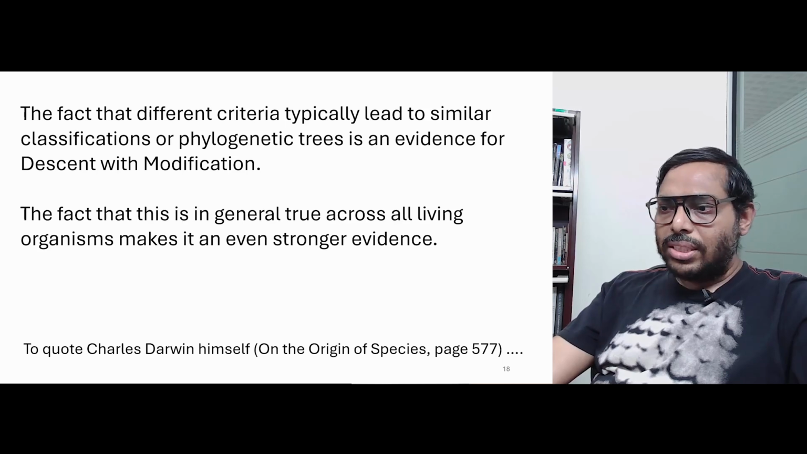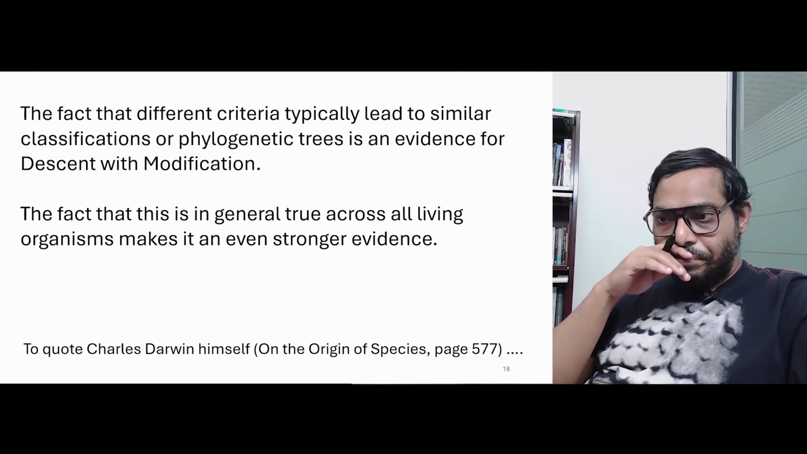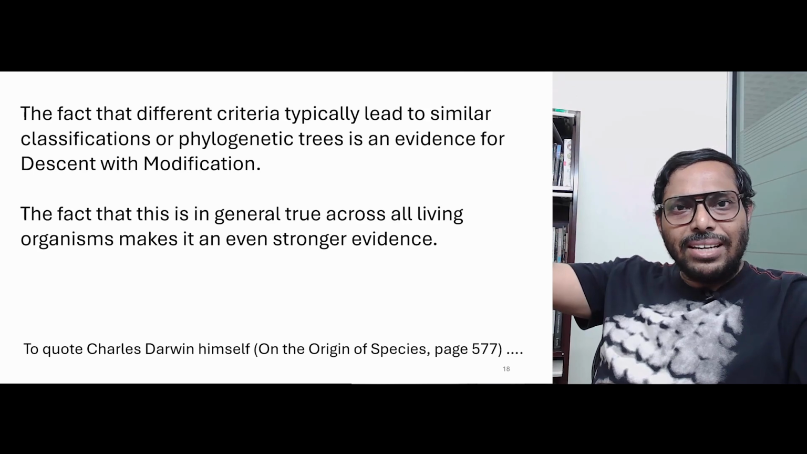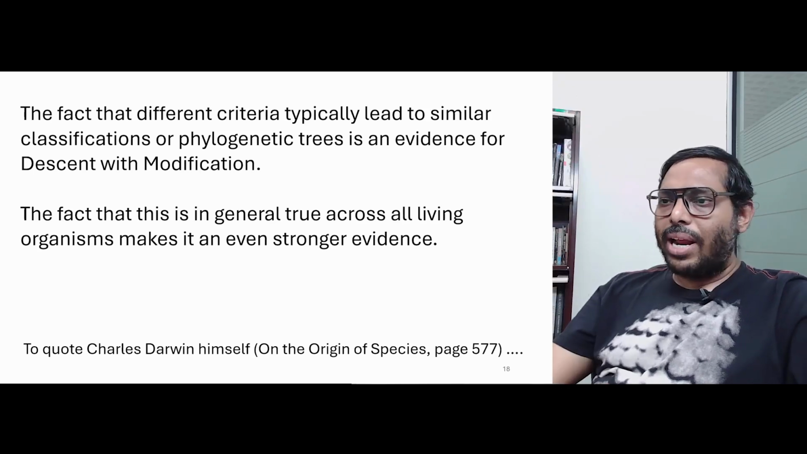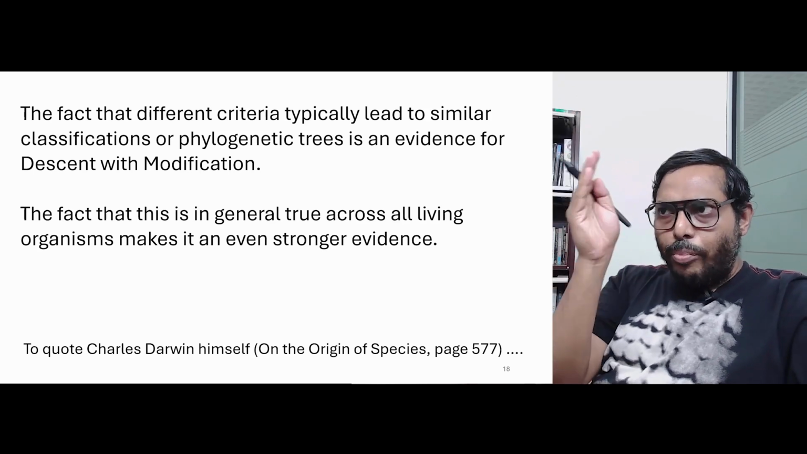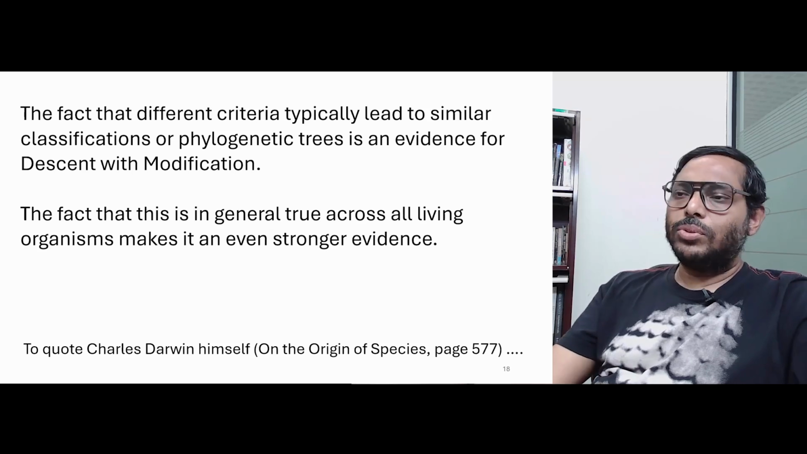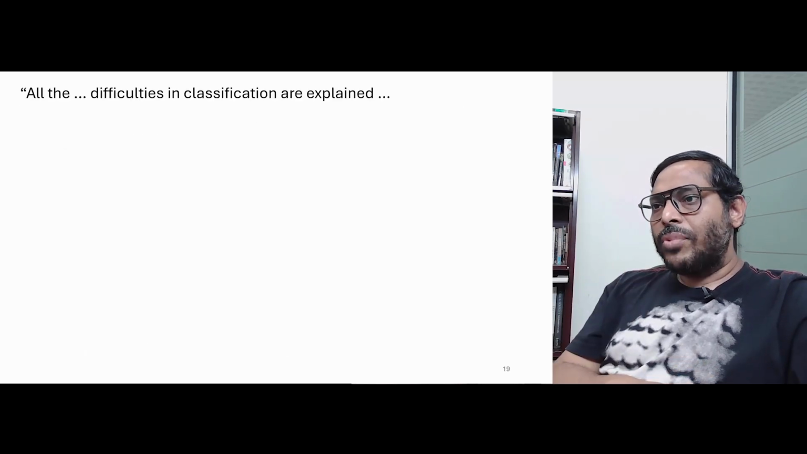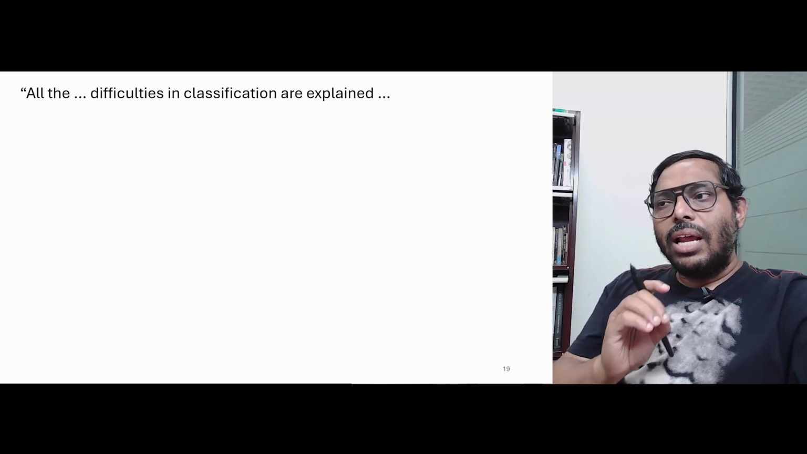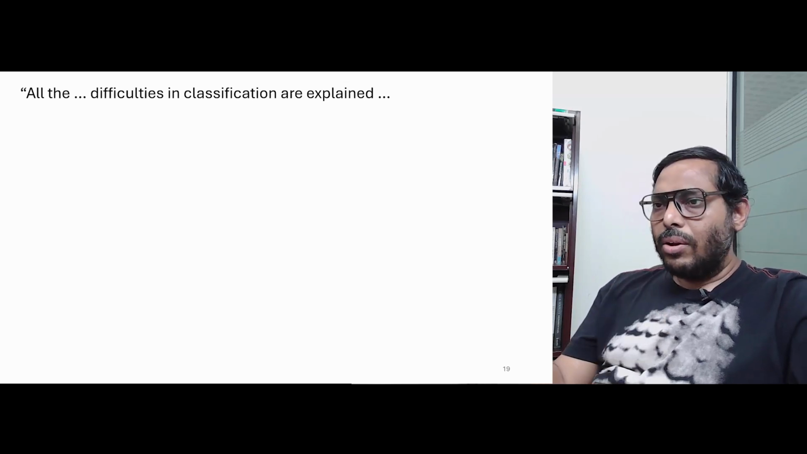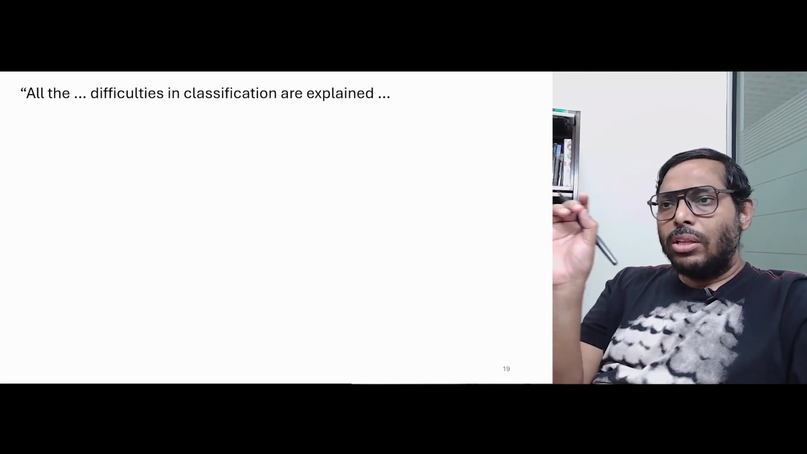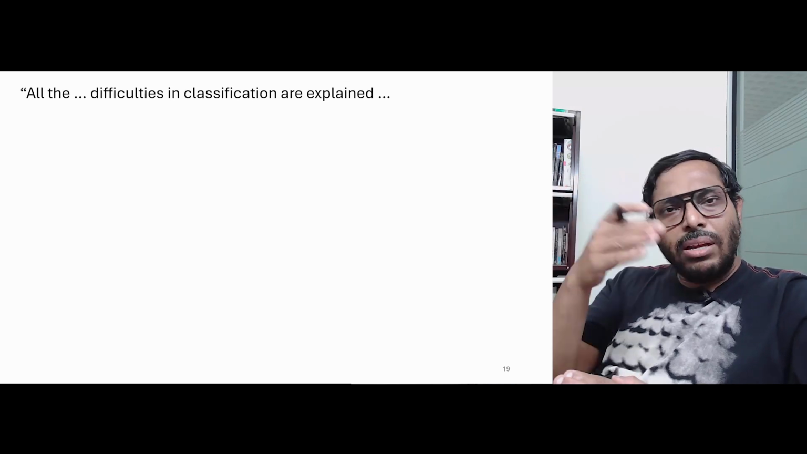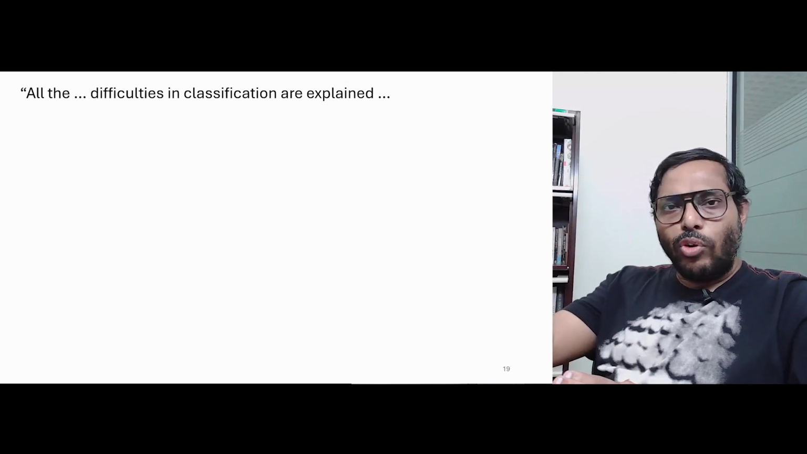To quote Charles Darwin himself, this is a long quote. This is one of those old style sentences where one sentence is half a paragraph. So, I have broken it into multiple pieces so that we can parse the sentence better. So, Darwin says that all the difficulties in classification are explained. Wherever you have those dots, those are the places where I have edited out certain words simply because it makes the flow better.